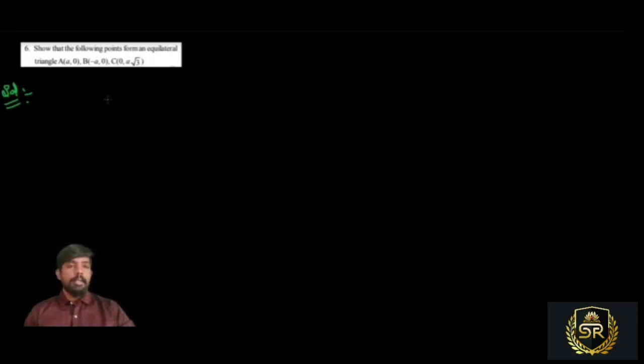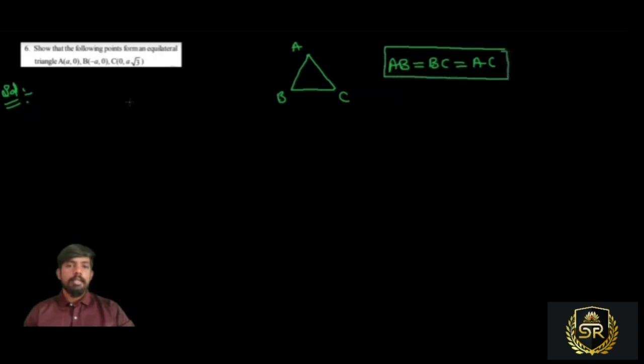We will discuss first, this is a kind of a revision class. Show that the following points form an equilateral triangle. What are the properties of an equilateral triangle? Equilateral triangle ABC: all sides are equal, right? AB equals BC equals AC. All these three sides are equal, and also the inside angles in a triangle are equal. Then we will say it is an equilateral triangle.